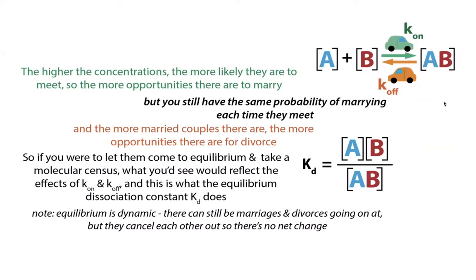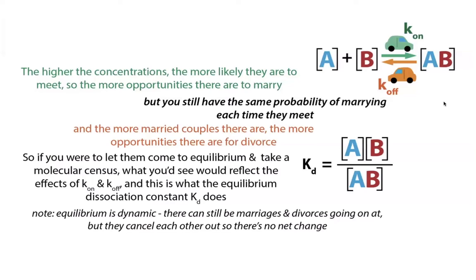Well, at higher concentrations, you're more likely to meet. So there are more opportunities to get married. But you still have the same probability of marrying each time you meet. So basically, the amount that you're attracted to them at that first sight is not going to change depending on how many of them you see. You're just going to have more opportunities to see them.